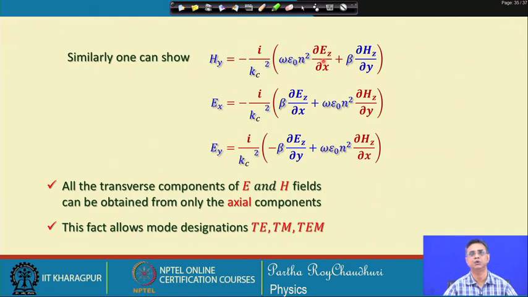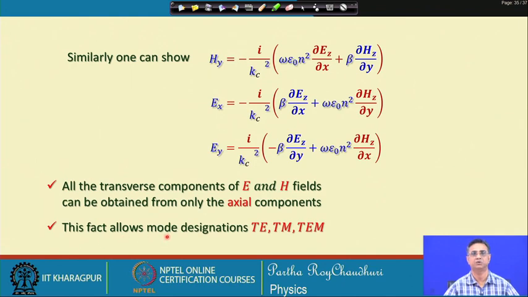That means, if you know Ez and Hz, then you can calculate Hy, you can calculate Ex, you can calculate Ey, and all the transverse components can come only from the knowledge of Ez and Hz. And it may so happen that Ez is equal to 0 in some situation, in some other situation Hz equal to 0, then it becomes even simpler, because your field component will depend directly through this relation on the individual transverse components.